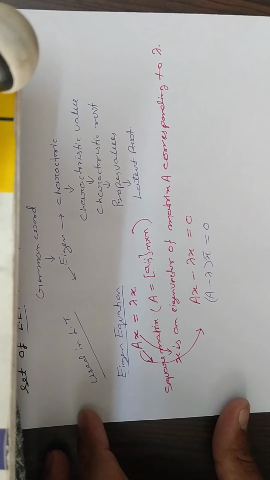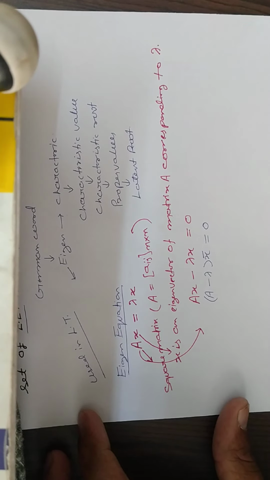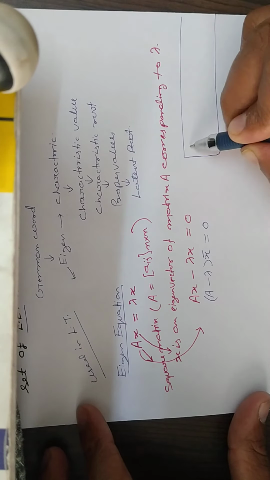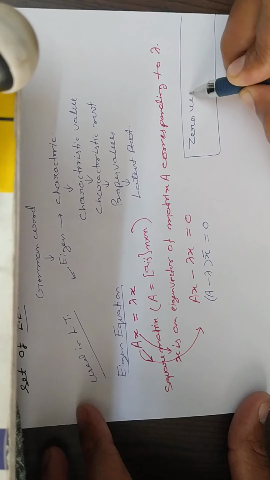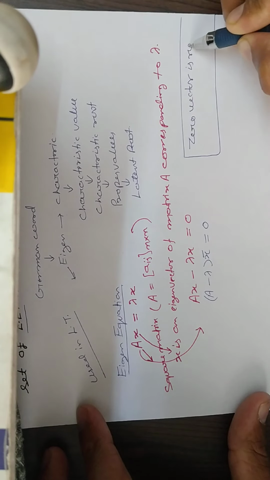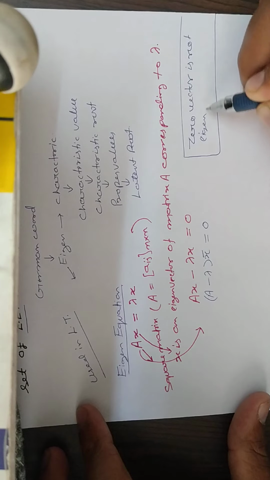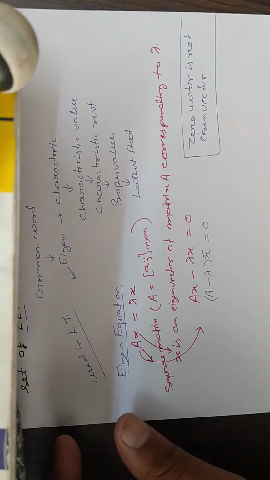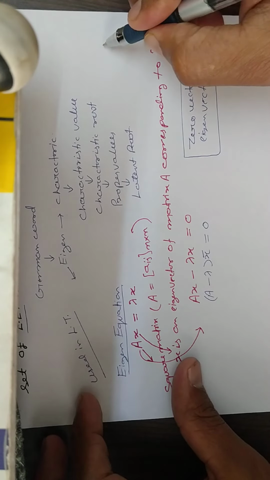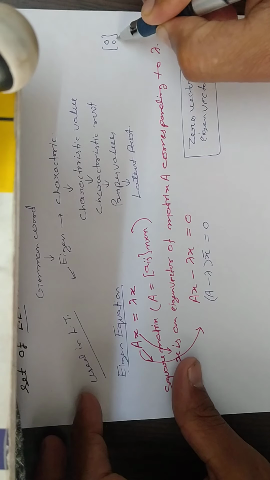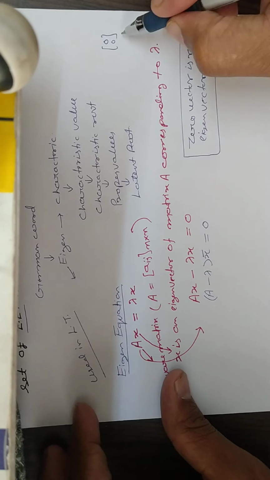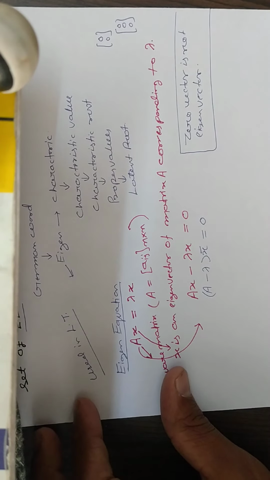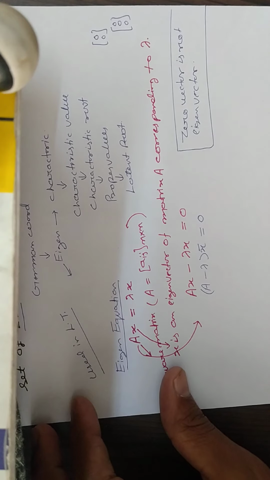Always remember a very important thing: the zero vector is not an eigenvector, because it is a point. Suppose that we have a vector like (0, 0). Then this is the origin in a 2-dimensional axis, and similarly the origin in a 3-dimensional axis. So the zero vector is not an eigenvector here.